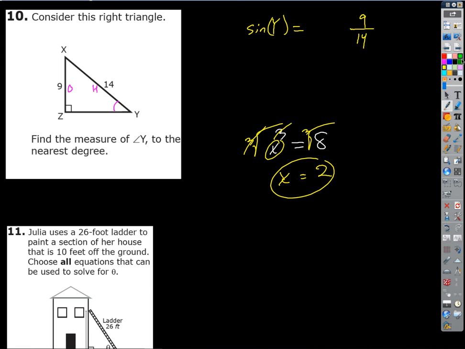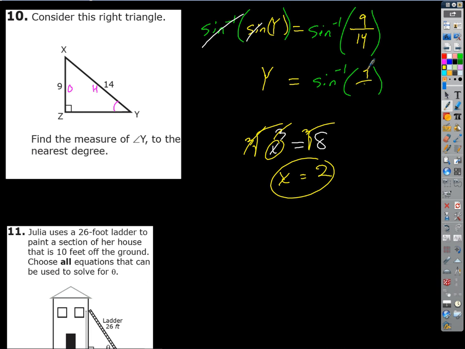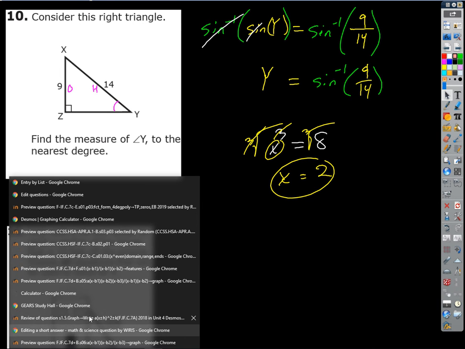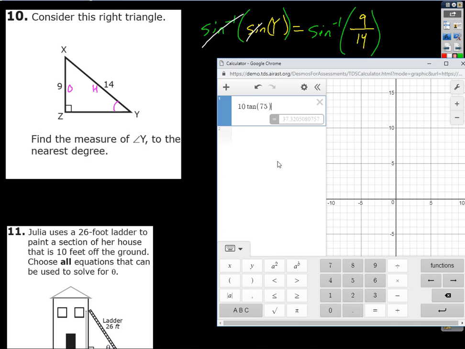Inverse sine. Yep. So we're going to do inverse sine, and that's going to cancel out the sine. And then we just end up with angle y equals the inverse sine of 9/14, and that's a calculator number again. So we'll just put that in our calculator and see what we get. Okay, so inverse sine of 9/14.